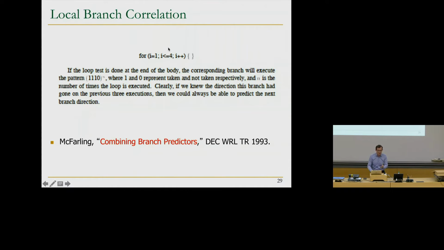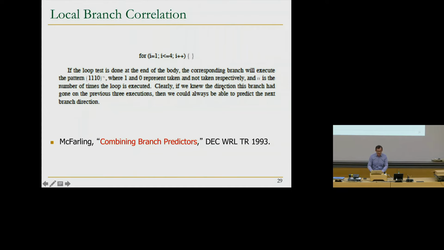Basically, you execute this loop 4 times, as you can see, or 3 times, actually, in this case. And n is the number of times a loop is executed, right? Clearly, if we knew the direction of this branch, actually, I think you executed the first time, 1, 2, 3, 4. Yes, you executed 4 times. And the 4th time, the last iteration, you predicted the branch is not taken. The first 3 times the branch is taken, clearly.